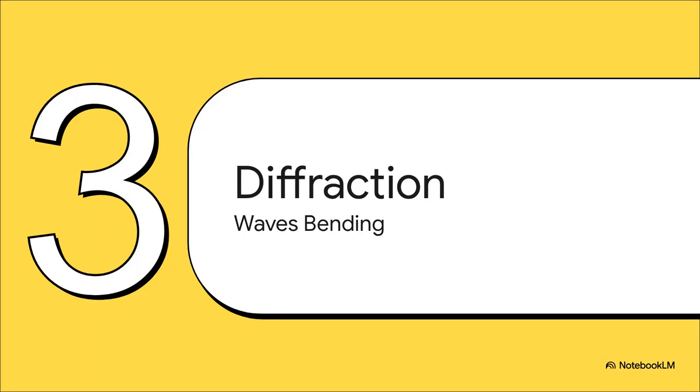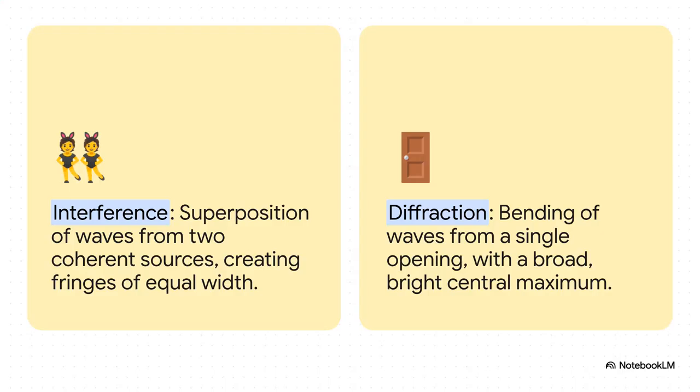Okay, so we've seen what happens with two slits. But what if a wave only passes through one single narrow opening? Well, that gives us a whole different phenomenon, and we call it diffraction. Now, it's really easy to get these two mixed up, so listen close. Interference comes from multiple wave sources combining. Diffraction comes from a single wave bending around an edge. The patterns they make also look totally different, which is a big clue.